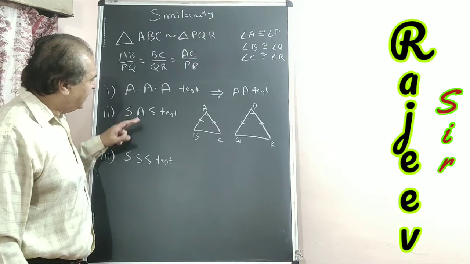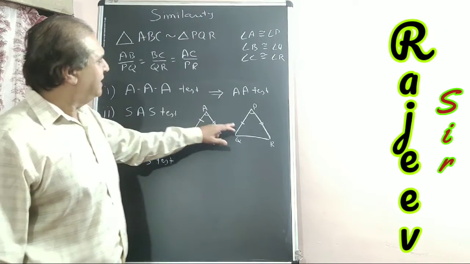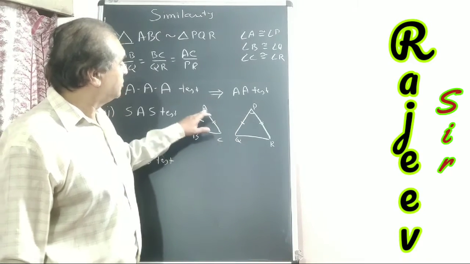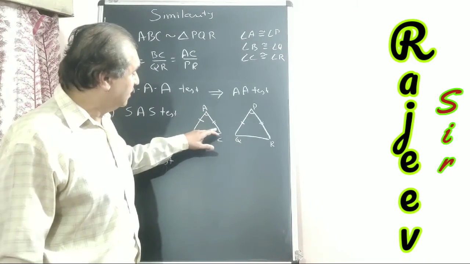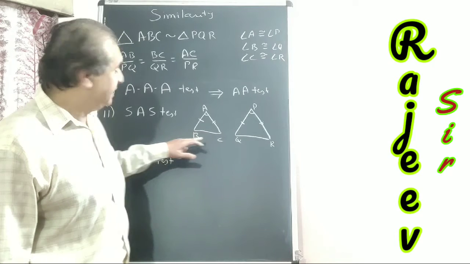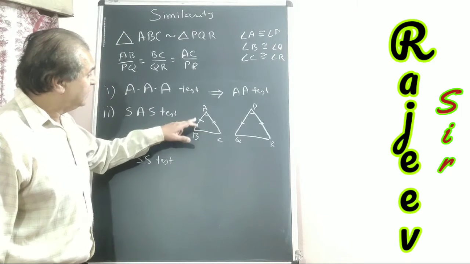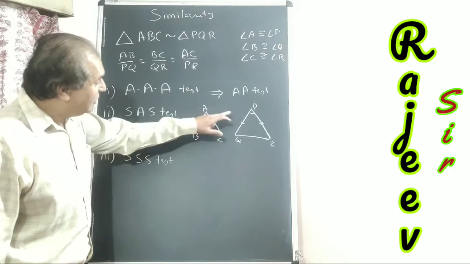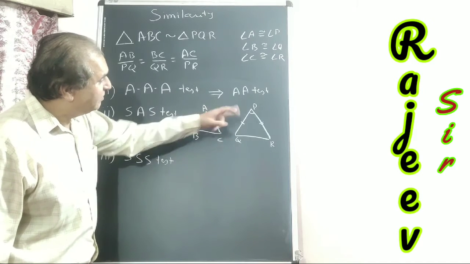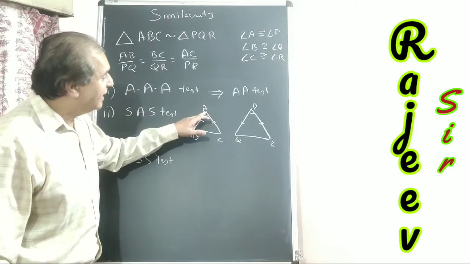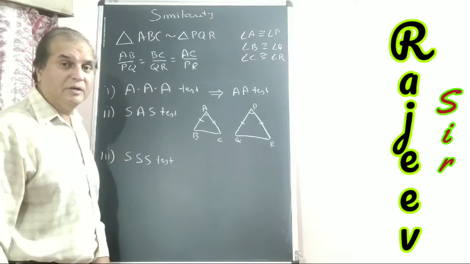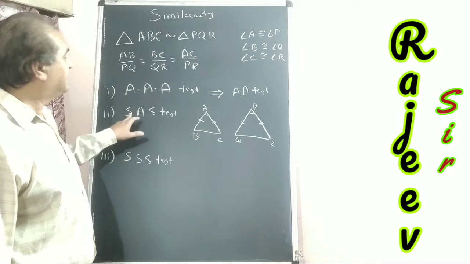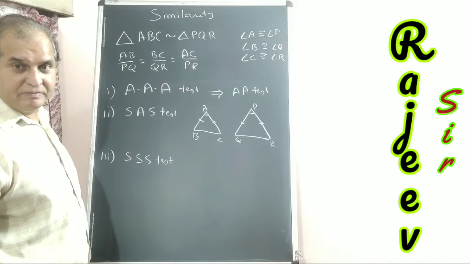SAS, side angle side. If two sides are in proportion and the included angle, not any other angle, it is not SSA. Side angle side: AB upon PQ equal to AC upon PR, and the included angle, only angle A, must be congruent to angle P. Then two triangles are similar by the SAS test.